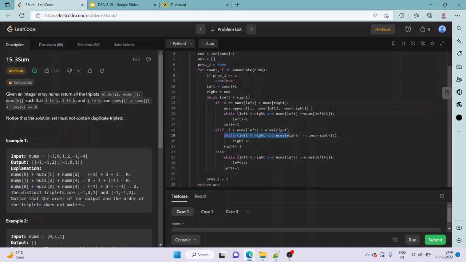This is just to ensure that the right pointer is moving towards the left, and all the numbers that are equal in succession are skipped. And else would take care of the condition when the sum of the two numbers is less than the sum that we require. In that case, left is moved ahead. And that's it, so we return the answer this way.